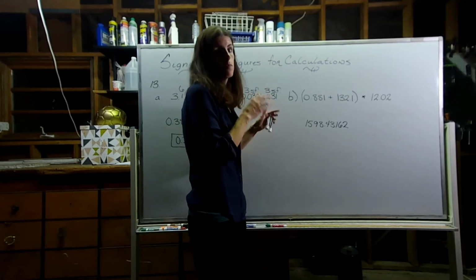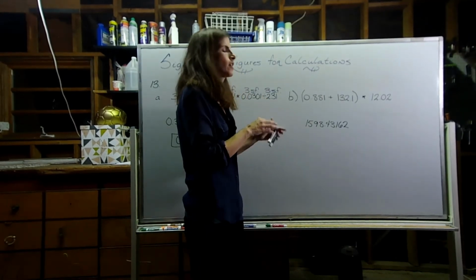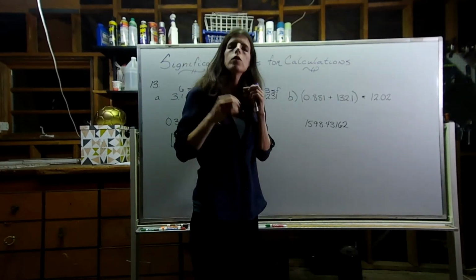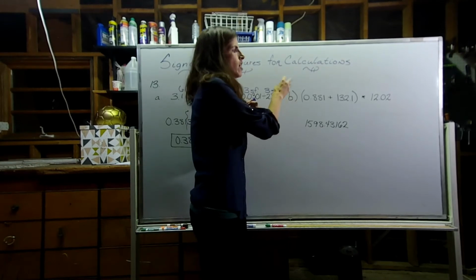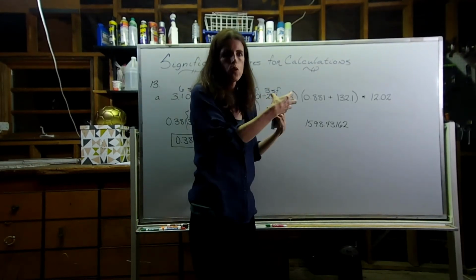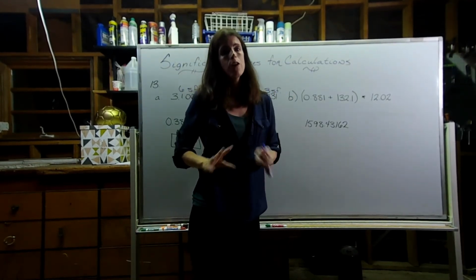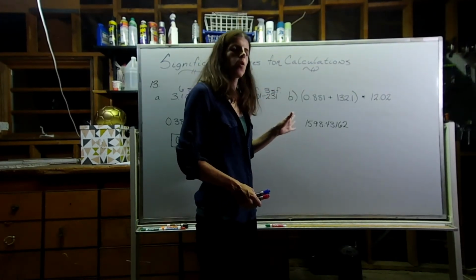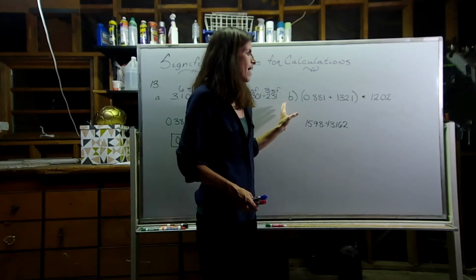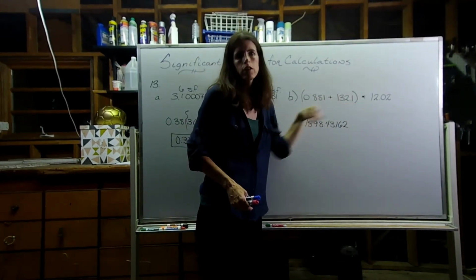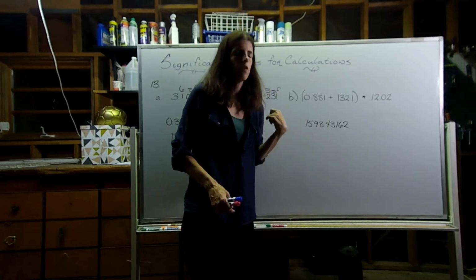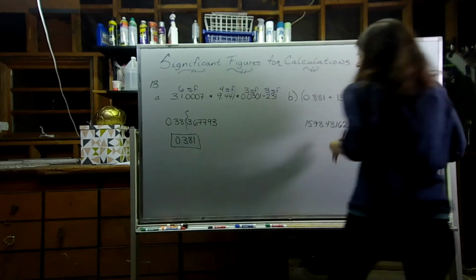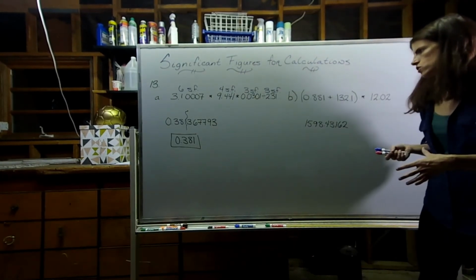Alright, so letters B, C, and D. This is where it gets really tricky and a little bit tedious. An important thing to remember when you're doing these calculations with mixed operations and different rules is that you're not going to round anything until you get to the end. The calculator is going to do that for you automatically, so your best bet is to just plug this into your calculator the way it's written on the board, parentheses and all. That's how I got this value here. After that, you're going to apply order of operations.